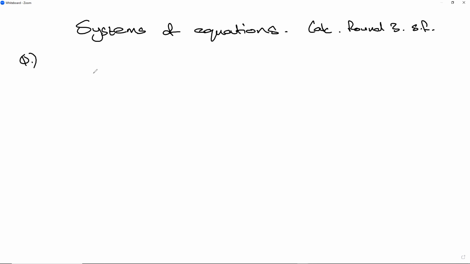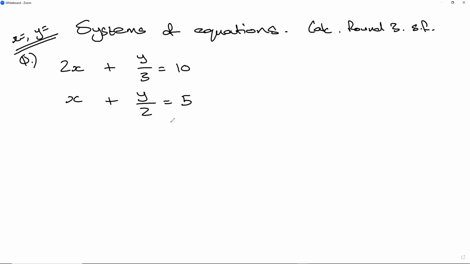All right, so the first question I've got is 2x plus y over 3 is equal to 10. And the second equation is x plus y over 2 equals 2.5. So we want to solve for x and y. What value of x and what value of y will satisfy both equations in this particular example? Okay, give it a go. Let's see what you got.